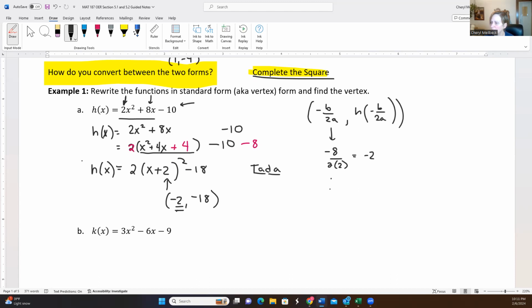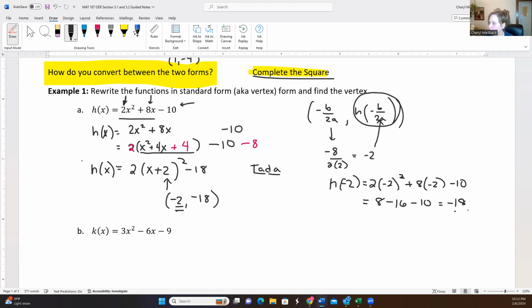Now we simply plug that in. What this notation means is you plug the -2 into your function to get your y value. So we're going to do that. We'll plug -2 in here and have 2 times (-2) squared plus 8 times -2 minus 10. All right, this is going to give us 4 times 2 is 8, minus 16 minus 10, which is 8 minus 16 is -8, minus 10 is -18, and voila, that is indeed our y coordinate.